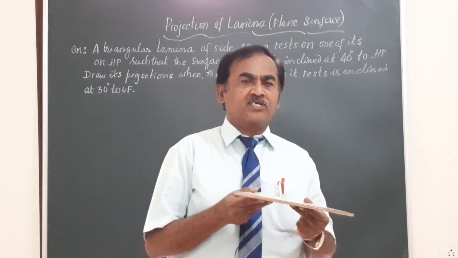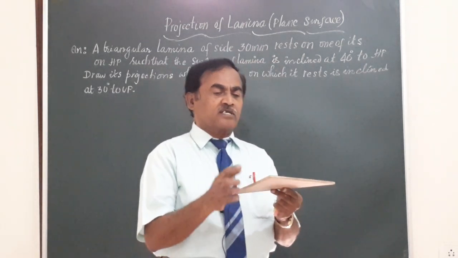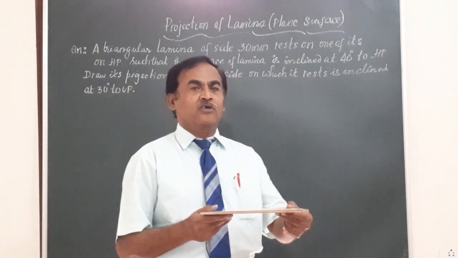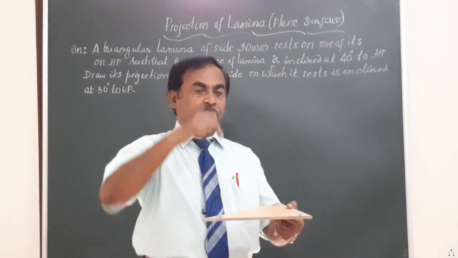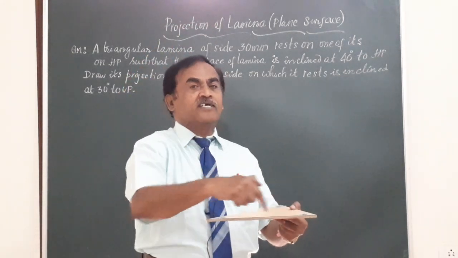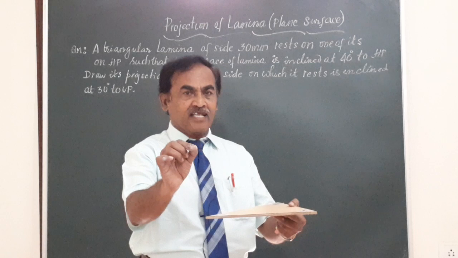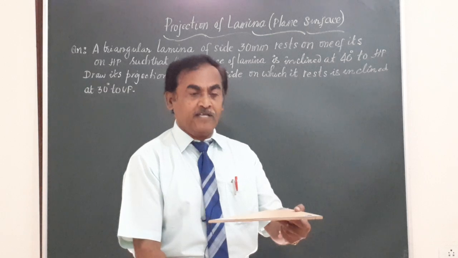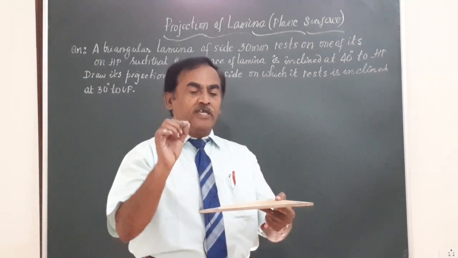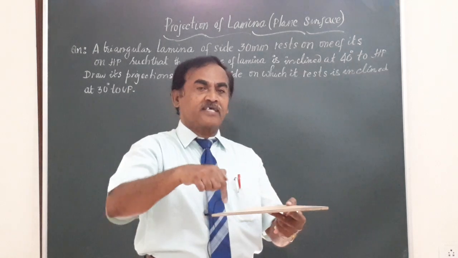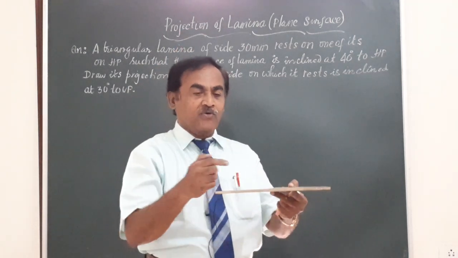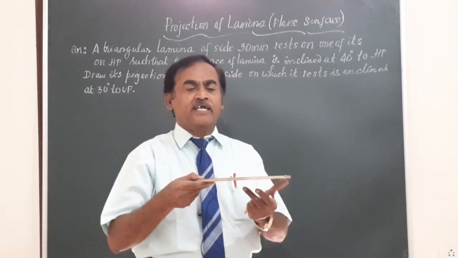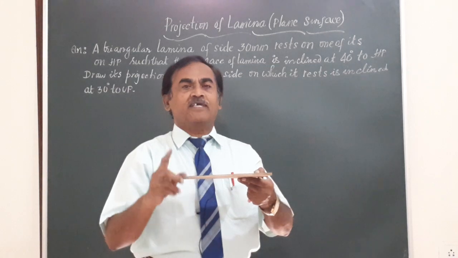Friends, if you hold this triangular lamina parallel to HP, anywhere parallel to HP, and if you look from the top, you get an equilateral triangle. So, you can generalize whenever any lamina is held on HP or placed on HP or held parallel to HP, you will be able to see the true shape and size of the lamina in the top view, whereas in the front view, this is going to be a line. Whatever may be the orientation, the front view is going to be a line.